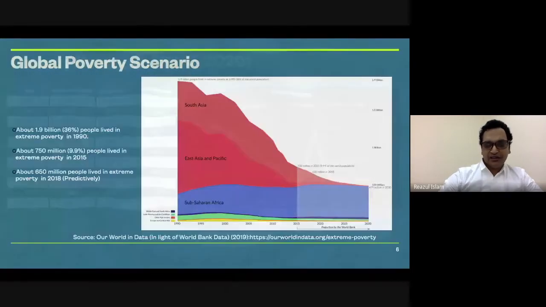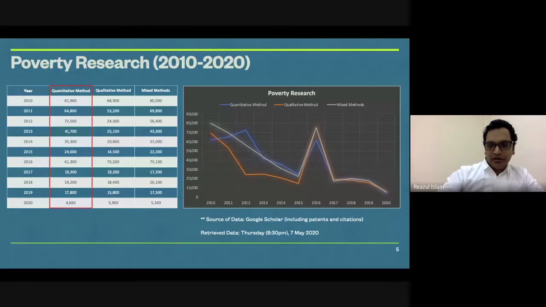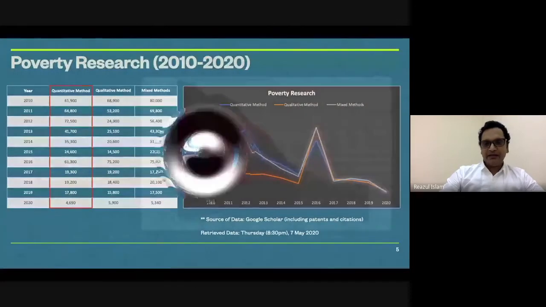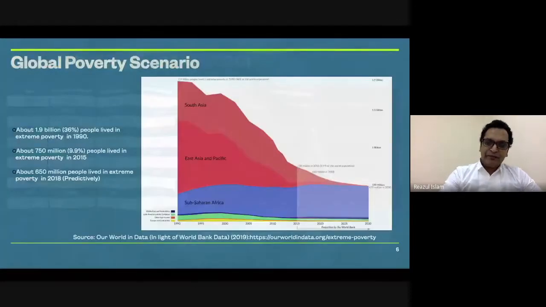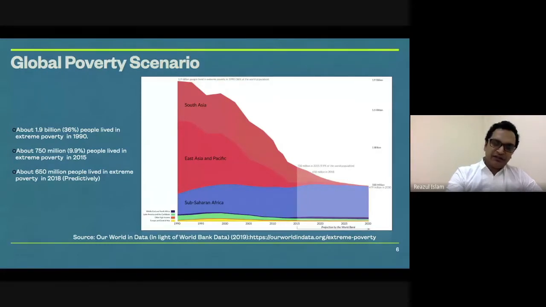Same thing we find in quantitative research. But I was thinking, why did it happen? Why was poverty research being less important by that time? Then this graph gave me some ideas. Actually, the poverty scenario in the world is decreasing gradually. In the 1990s, almost 36% of people were living in extreme poverty. In 2015, that came down to 9.9%. Only 750 million people were living in extreme poverty.